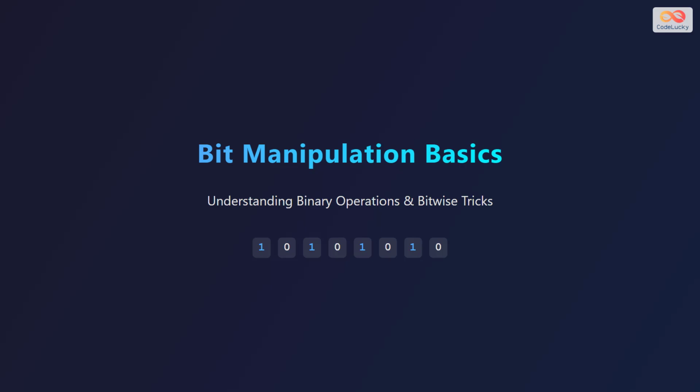Welcome to the world of bit manipulation. This video will introduce you to the fundamental concepts of binary operations and bitwise tricks. Get ready to dive deep into the zeros and ones that power our computers. We will understand how to effectively manipulate individual bits within a number.